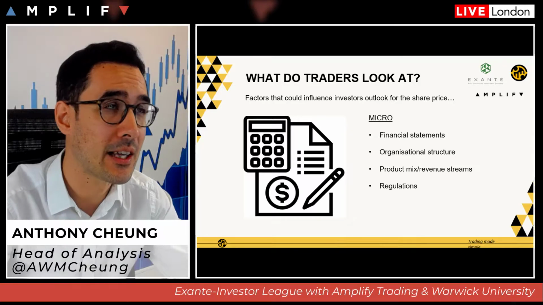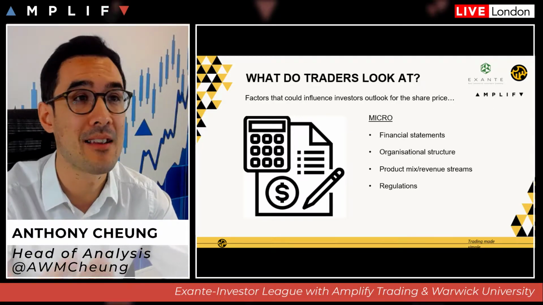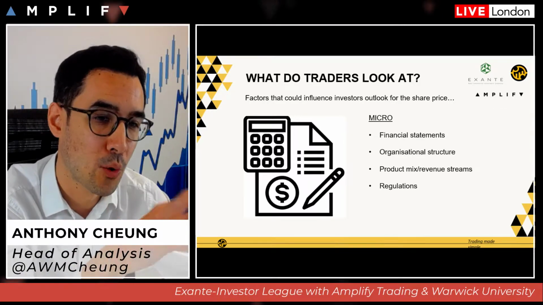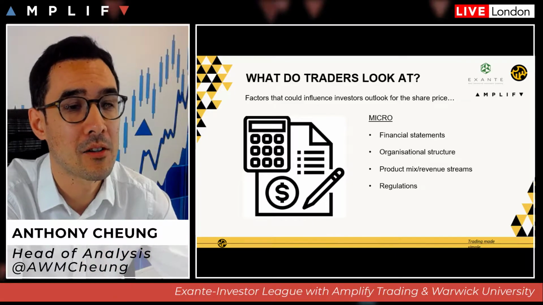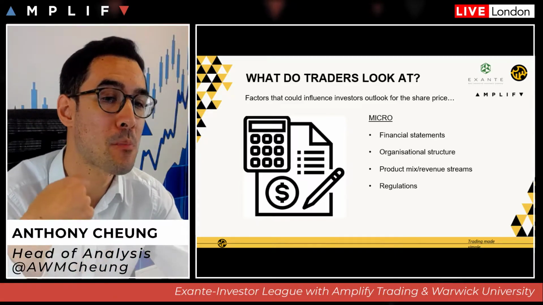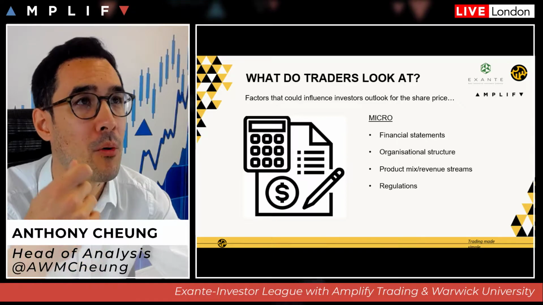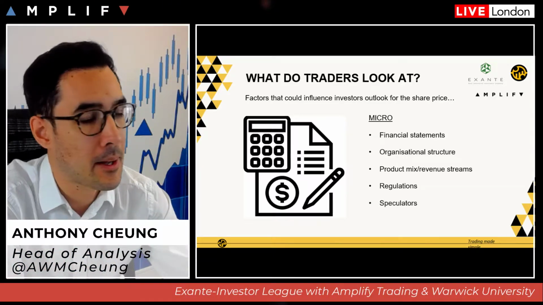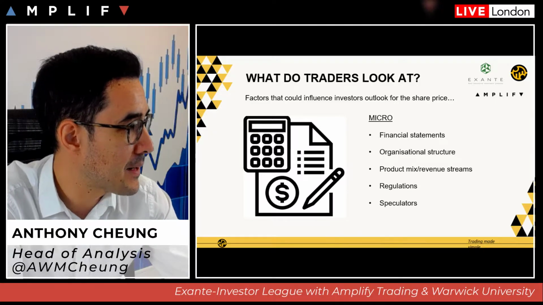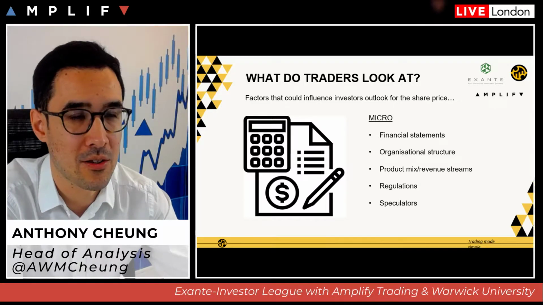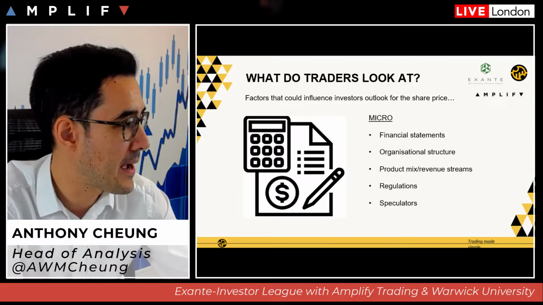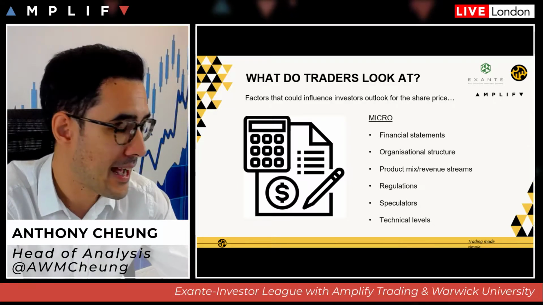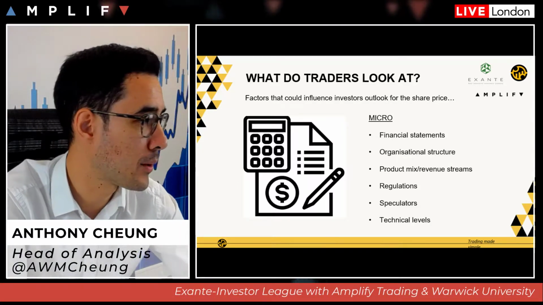Regulatory change, and again, sticking with the tech sector, things like the data privacy scandal, hit all of the technology firms very hard because of the probable pushback from the regulators to put more onus on data protection. So these types of things can be very important to monitor. And then speculators, people just looking to trade to make quick returns on the back of these stock prices. And then technical levels, which is what we're going to have a look at now.